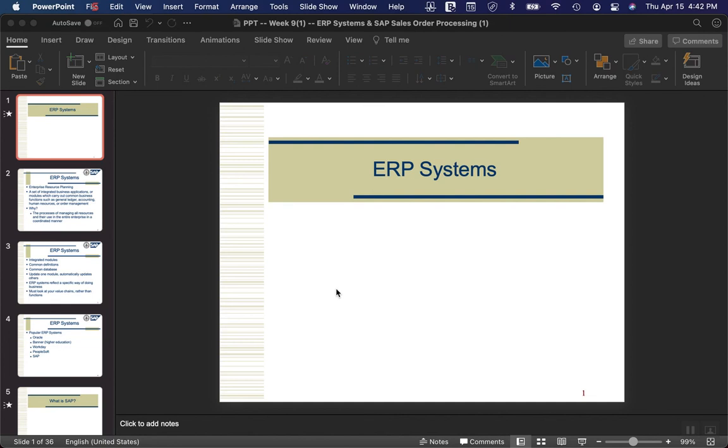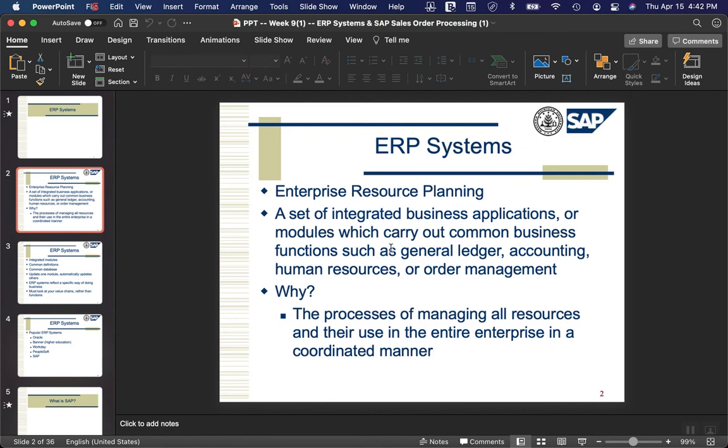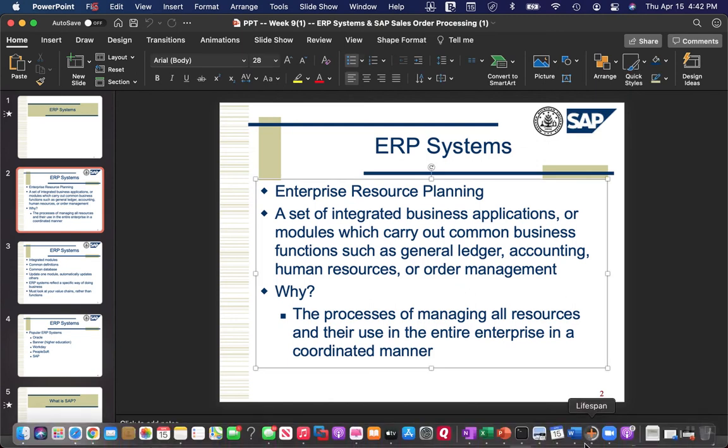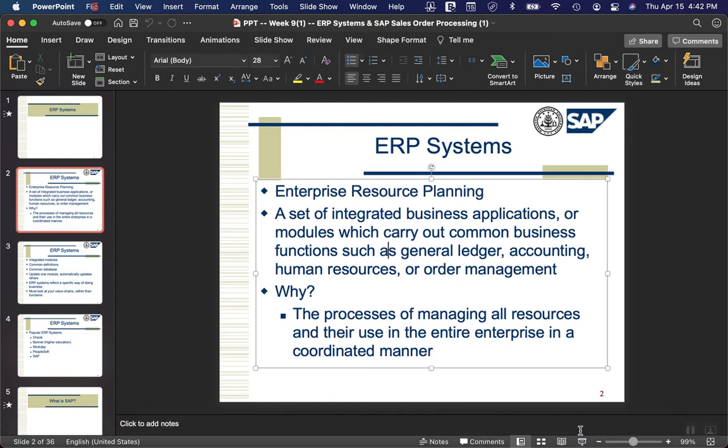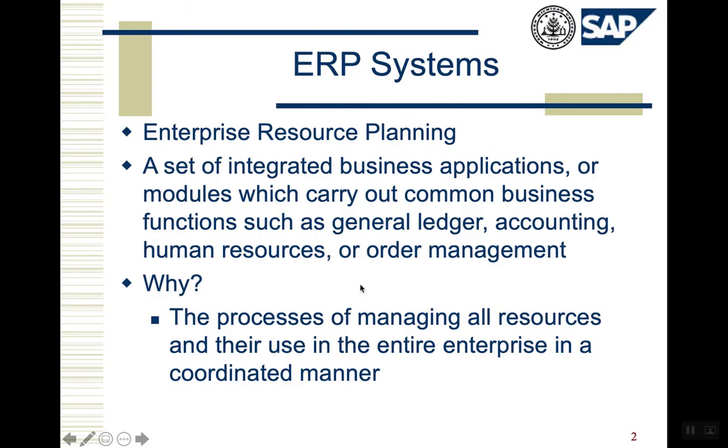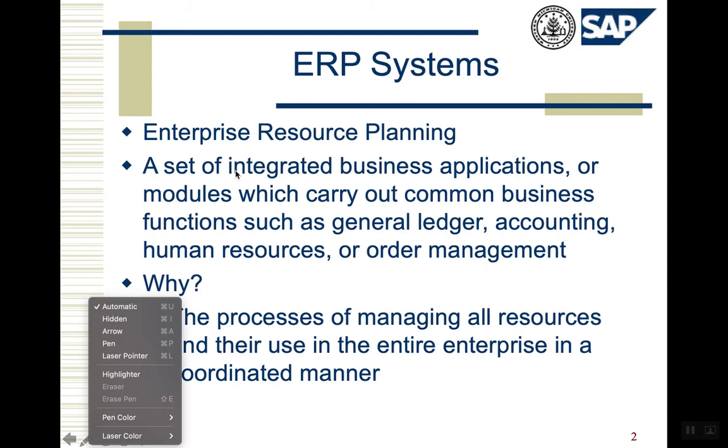Okay, so this is going to be a video walking through the SAP ERP order to cash process. We've talked a little bit about ERP systems and the nature of ERP systems, what they're designed for, call it a set of integrated businesses. The key word, I think, is this idea of integration.